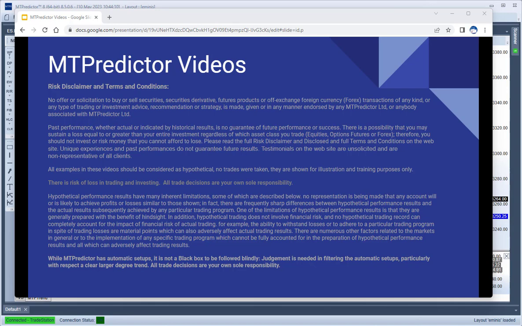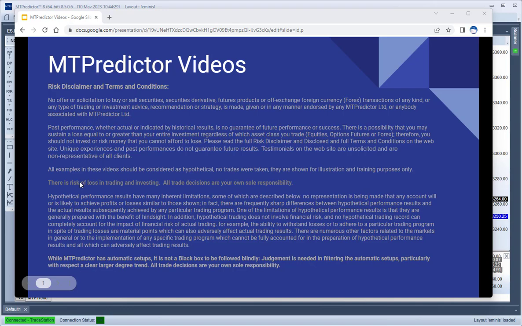In today's MTPredictor video, I'd like to have a look at the US E-minis from yesterday and just show you how sometimes you can get some good trades, sometimes you can have some losing trades, and sometimes the market can just be plain frustrating as it chops sideways. This is all part of what happens on a daily basis when you're trading.